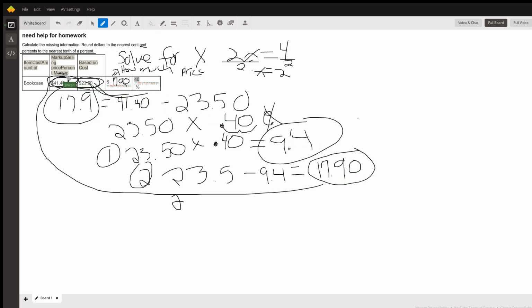And since it's a markup, you take this number and add it to 2350, not subtract it. I know we subtracted 9.4 from 2350, because that's what we were just trying to find, what's 40% of 2350, which is 9.4. These are the two steps to find the percentage of a number: multiply it by the percentage and get your number, and then subtract this number from the original number, 17.90.